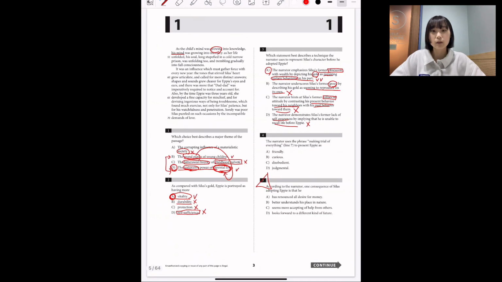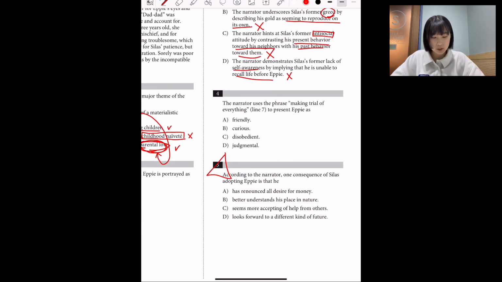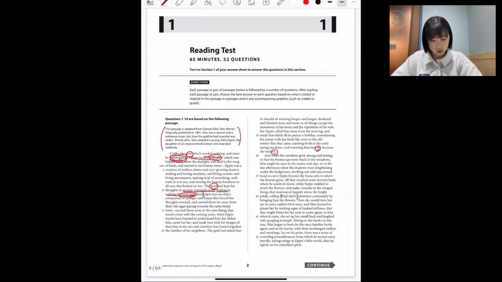I think in reading, the most important thing in all questions is finding the ample amount of clear-cut evidence that can justify your answer in the questions. Number 4, the narrator uses the phrase "making trial of everything" in line 7 to present Epi as. So we're going to go to line 7.